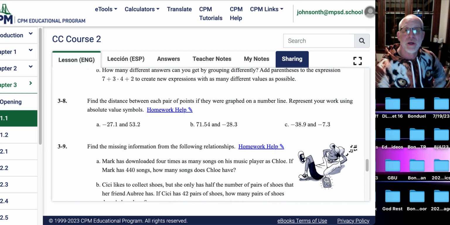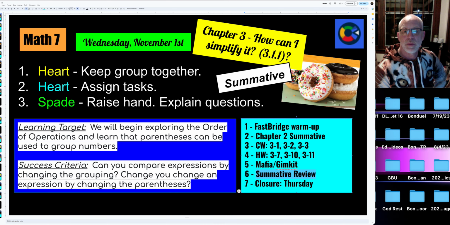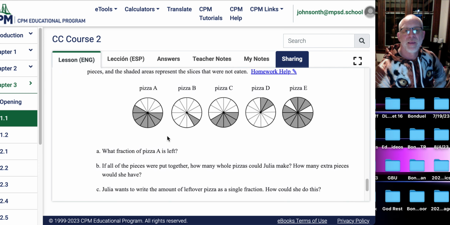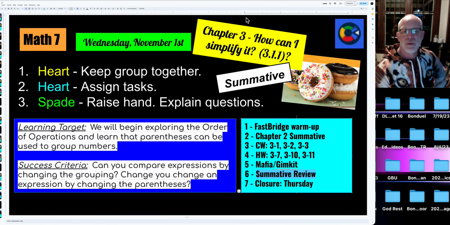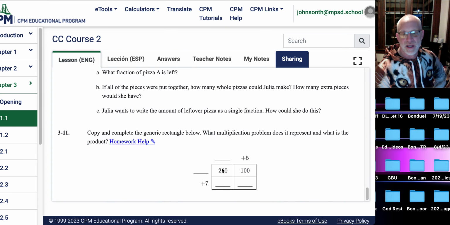From there, we will go on to 3-10, which is the pizza problem. And from the pizza problem, we will go on to 3-11. And we'll look at this problem. We have to fill in the missing numbers, and we'll do that as a group. This one's kind of fun.